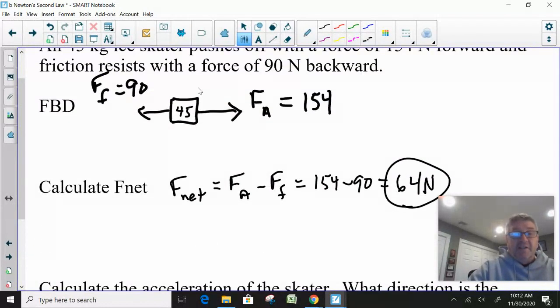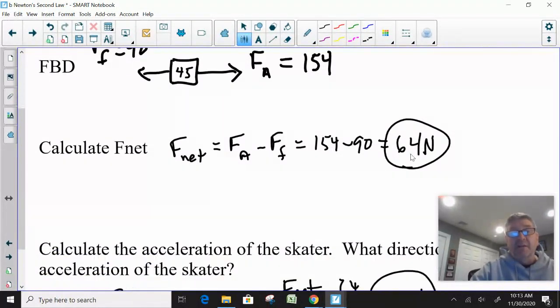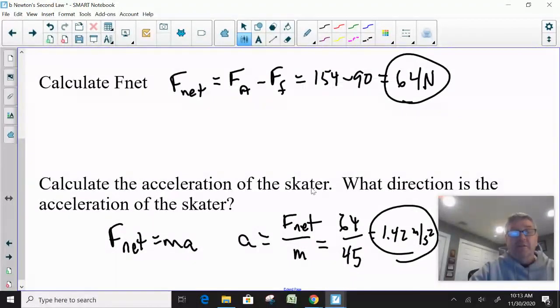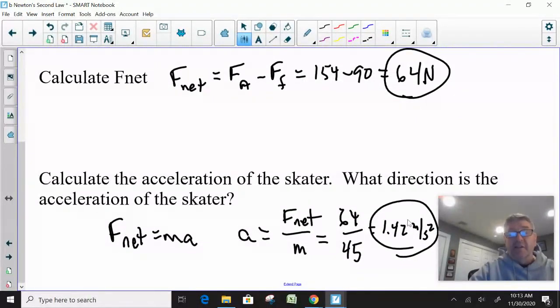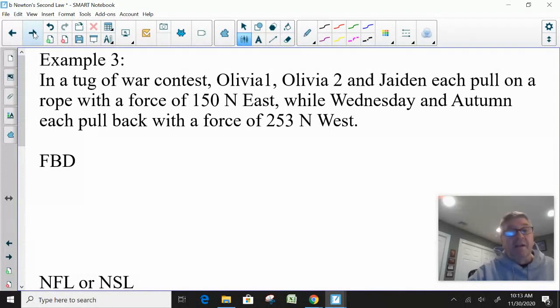The thing can accelerate. So we apply two forces. We have an applied force, we have a frictional force. The frictional force loses, the applied force wins by a magnitude of 64 to the right. We can then use that with Newton's second law to calculate the acceleration. And of course, once we have the acceleration, we can do all the kinematics. The person started from rest, and so on. So it can get much more complicated, and it is.